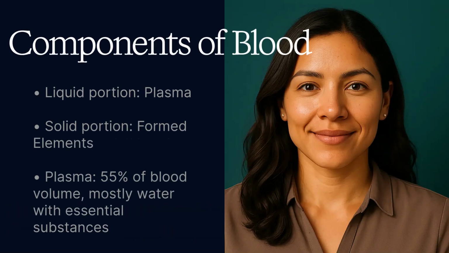When we think of blood, we often just think of the red liquid, but it's actually a complex tissue made up of two main parts, the liquid portion and the solid, or formed portion. Imagine a tube of blood that has been spun in a centrifuge. It separates neatly into layers. Plasma is the top, yellowish layer, making up about 55% of the total blood volume. Plasma is mostly water, but it's packed with essential substances that keep the body functioning. Formed elements are the heavier cells that settle at the bottom, making up about 45% of the total blood volume.